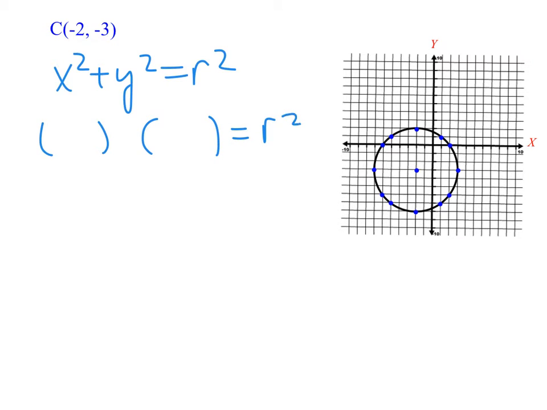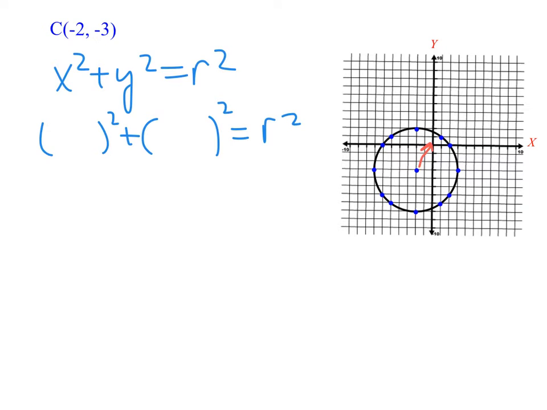We still know the radius is 5. We'll talk about that in a second. But these are still squared. Now, what happens is you have to determine how far you would have to go to get back to the origin. So you're looking at the center point and going back to that origin.